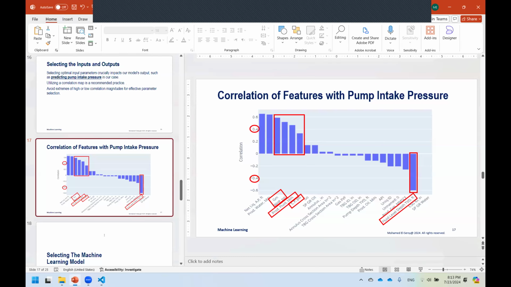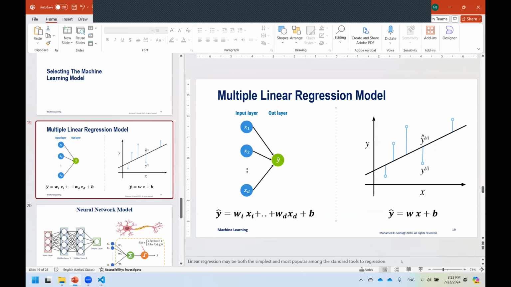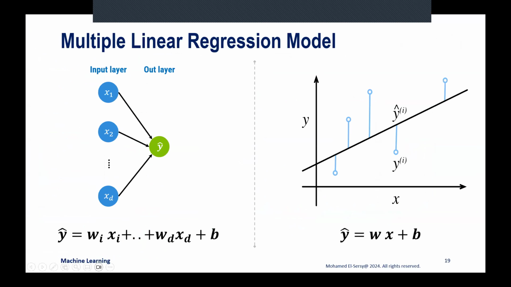So let me explain how the linear regression model works. Very simple. The linear regression model is considered a simple neural network, a one layer neural network, or a perceptron neural network. How is this? Because it consists of many inputs. In our case, we have five inputs, for example X1, X2, X3, the production fluid, the mixture density, and the gas production. All of these are the input layer. And we have an output layer, which is one output, the pump intake pressure.